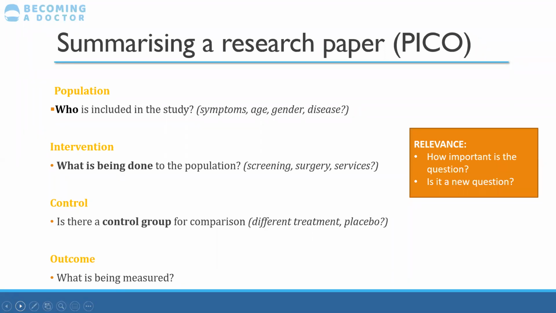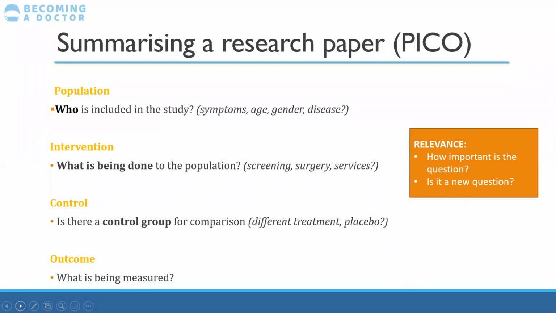And this population, who are they being compared to? So it might be that you're comparing 2 different treatments, or it might be that you're comparing a new treatment to the standard that is currently being offered. Or it might be a placebo and a drug, for example. And finally, what is actually being measured in the study.